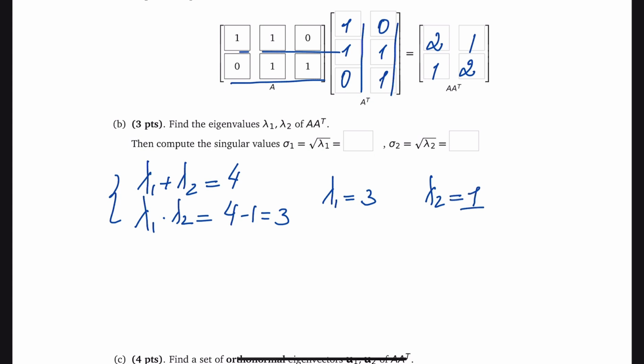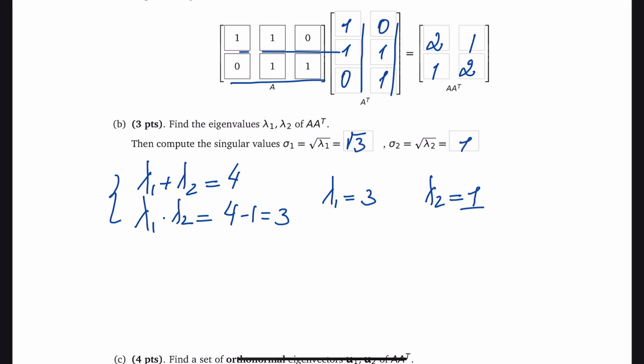Please note that whenever we find the eigenvalues of the AA transpose, we need to numerate them in descending order. So essentially, the greatest eigenvalue should be the first, the second greatest eigenvalue should be the second, and so on. While the singular values are just the square roots of the eigenvalues of these matrices. So it's going to be a square root of 3 and square root of 1, which is simply 1.